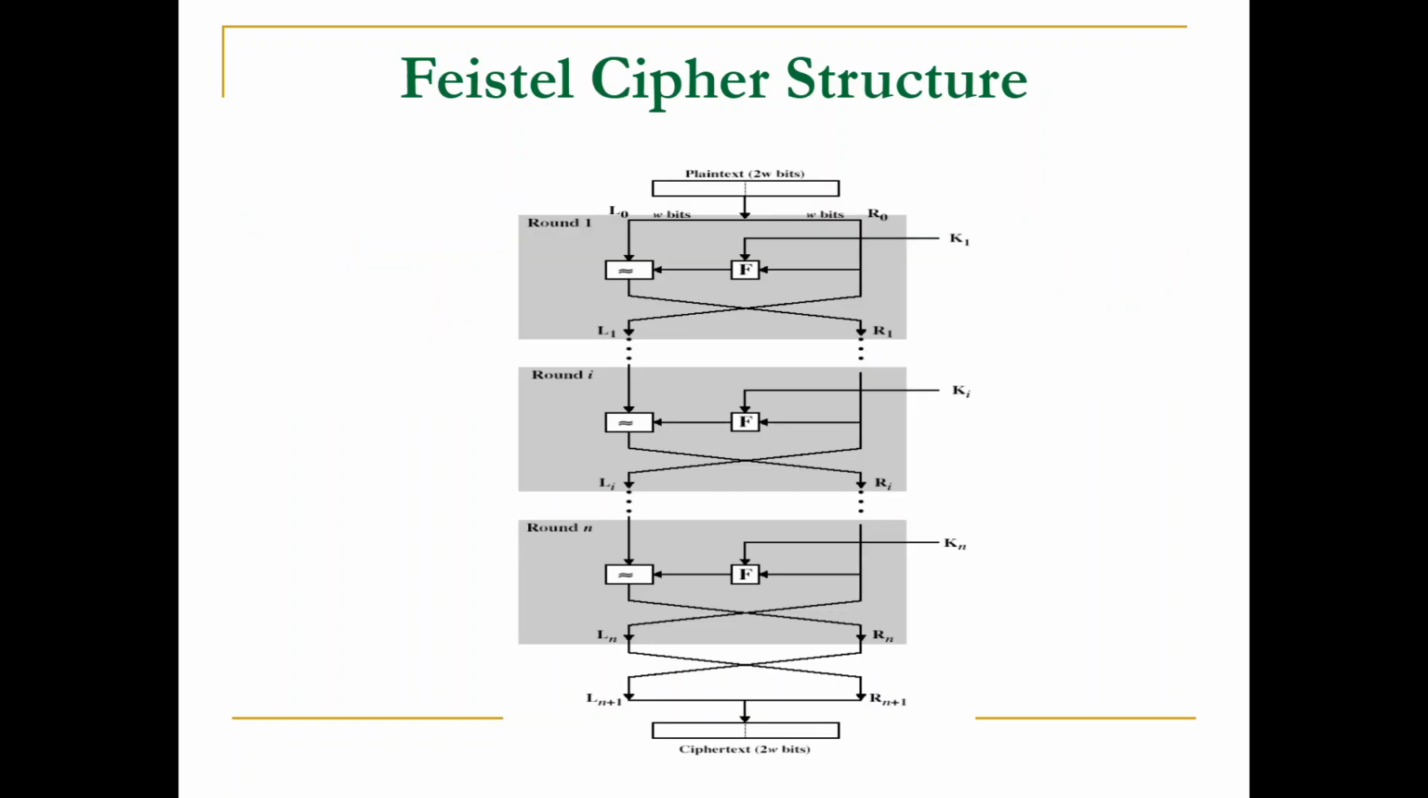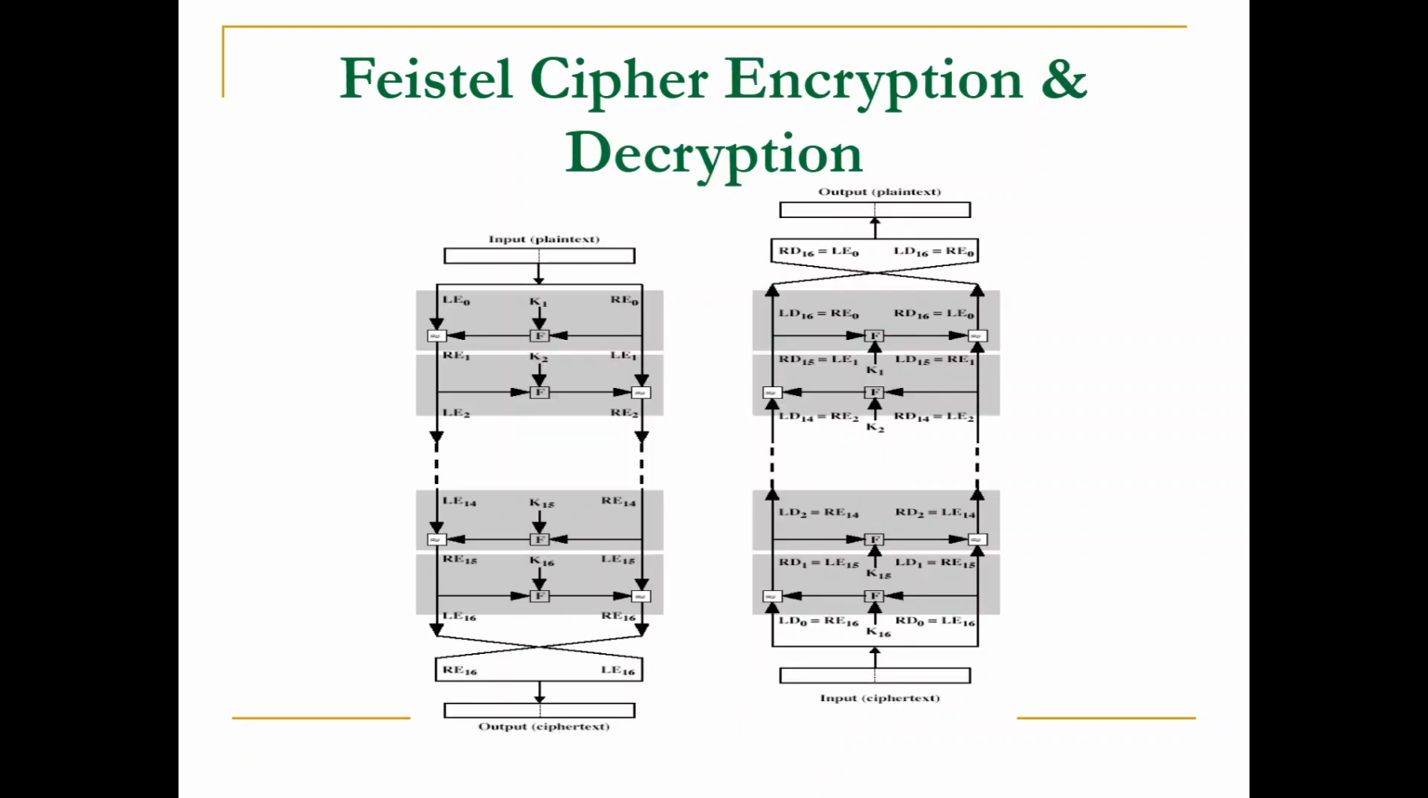So this diagram shows how it is done. You can see here, it is divided into left half and right half, and in each round we are supplying a sub key K1, K2, K3 up to Kn, and you have a round function also, and finally we produce the ciphertext block. And here we have a separate encryption function and decryption function. In this particular example, the number of rounds seems to be 16, but it can be any number of rounds depending upon the cipher.